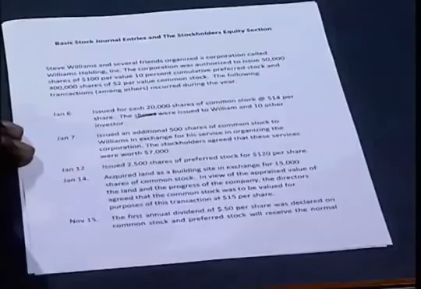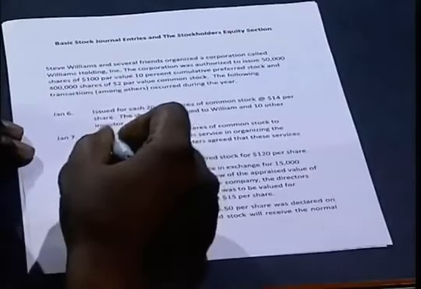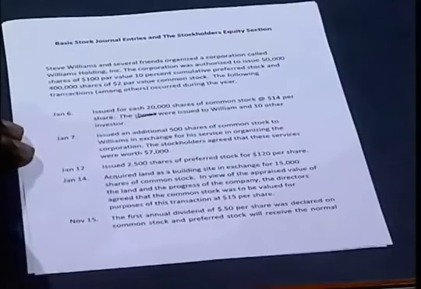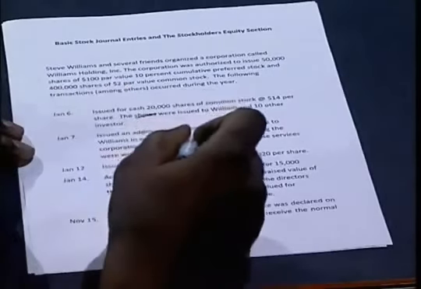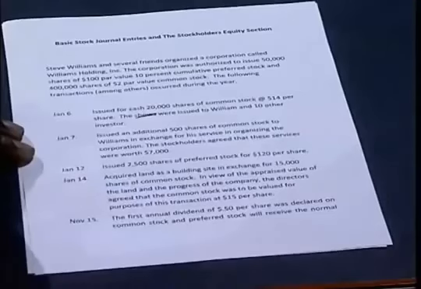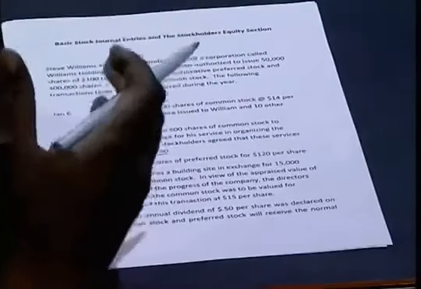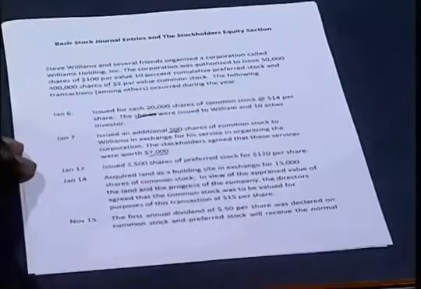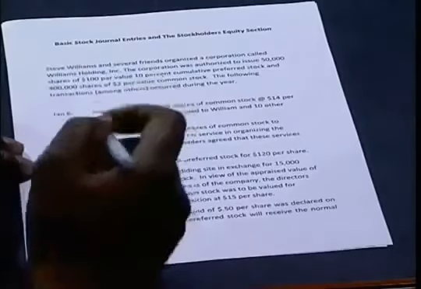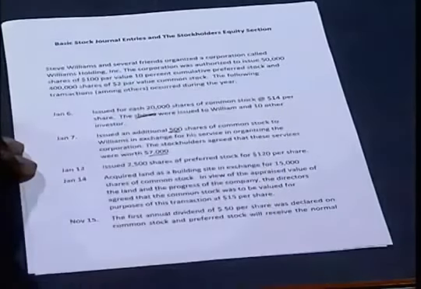Got an error here, but these should be shares. Shares were issued to William and 10 other investors, which means that they decided to give William some shares and other investors also. On January the 7th, they issued an additional 500 shares of common stock to William in exchange for his service in organizing the corporation. The stockholders agreed that these services were worth $7,000. So in exchange for William's service, the company is going to issue him 500 shares of common stock that they think are worth $7,000 in the market.